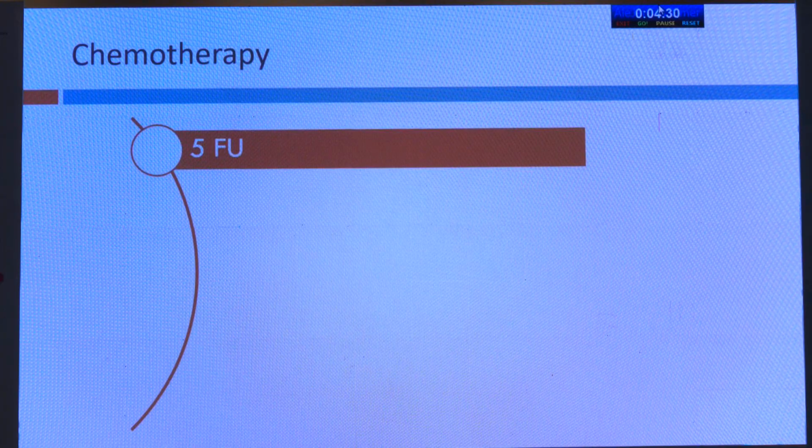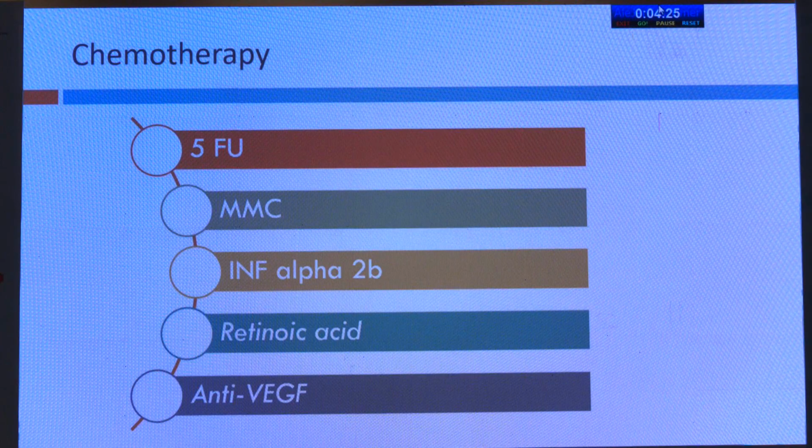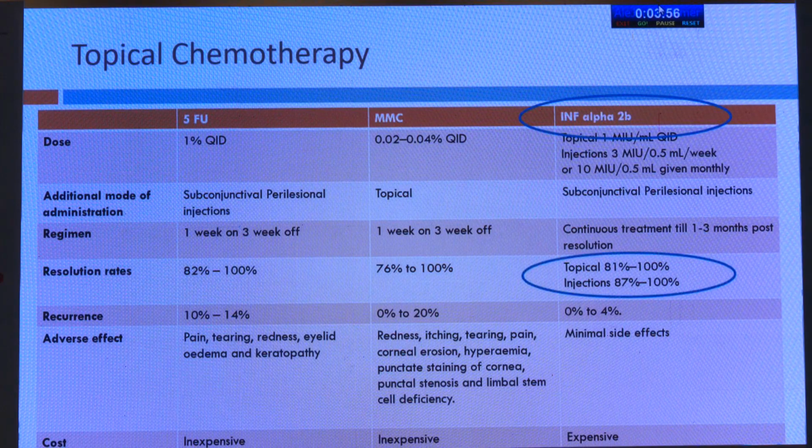We all know that there are various drugs: 5-fluorouracil, mitomycin C, interferon alpha 2B, and of late retinoic acid and anti-VEGF have also been tried. But among all these drugs, mitomycin C and interferon alpha 2B remain the two most commonly used drugs in our clinical setup. Comparing these three drugs, 5-FU, MMC and interferon alpha, interferon alpha 2B remains the most preferred drug, predominantly because of its surface-friendly nature and less toxicity. The success rate for all three drugs is similar, but the surface-friendly nature, minimal side effects and less recurrence rate as reported in literature lead to it.